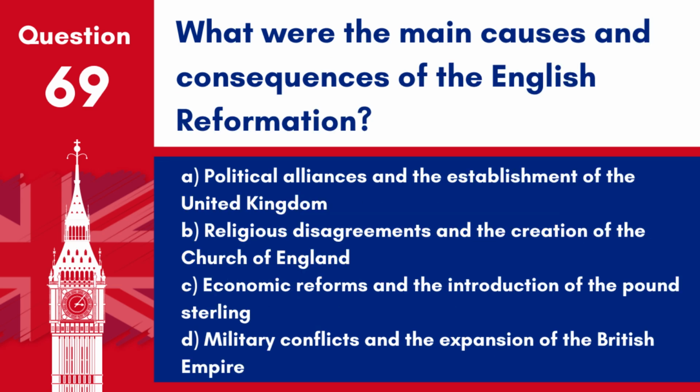Question 69. What were the main causes and consequences of the English Reformation? A. Political alliances and the establishment of the United Kingdom. B. Religious disagreements and the creation of the Church of England. C. Economic reforms and the introduction of the pound sterling. D. Military conflicts and the expansion of the British Empire.